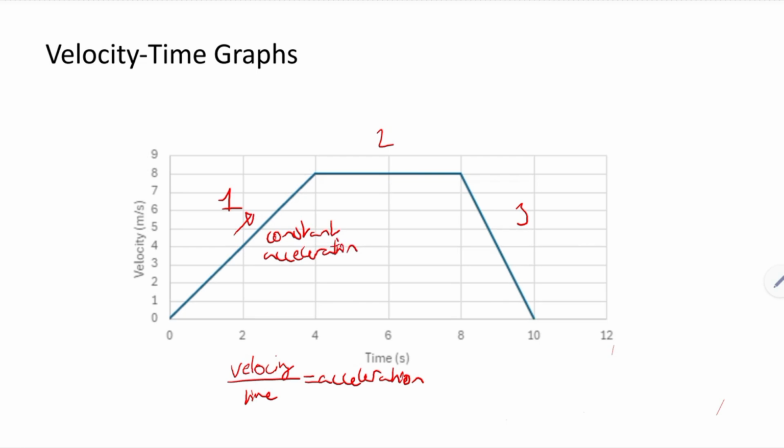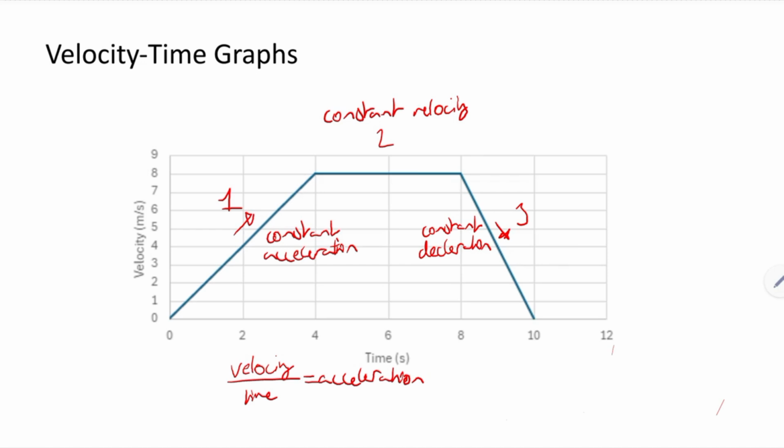So part 2, which is a horizontal line, you may think that it's stationary, but you can see that the velocity is not changing. So it is still moving, but it's not accelerating or decelerating. So it will be a constant velocity. And part 3, which is a line going downwards, we use the same formula over here to find the gradient, so velocity over time. But this time, as it is going downwards, it is a constant deceleration.